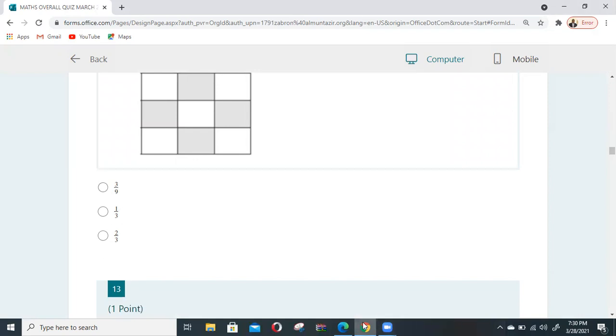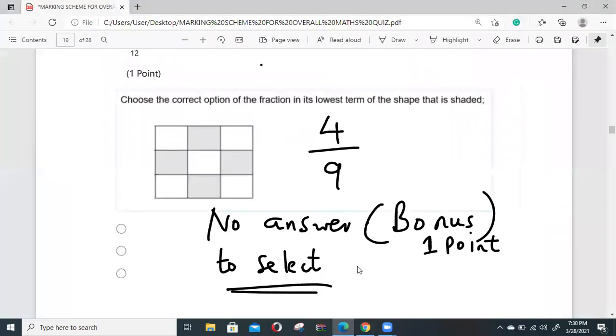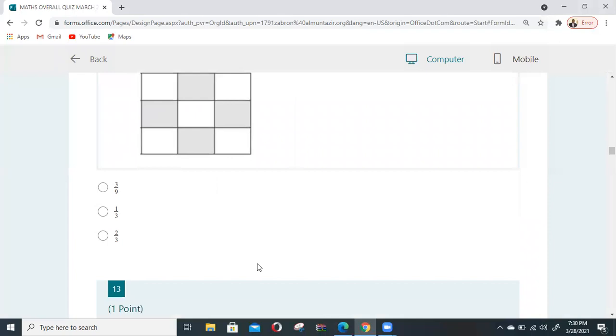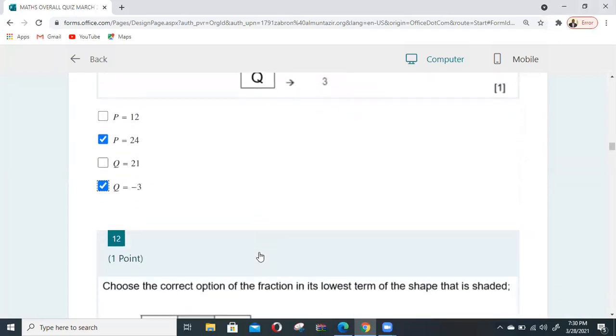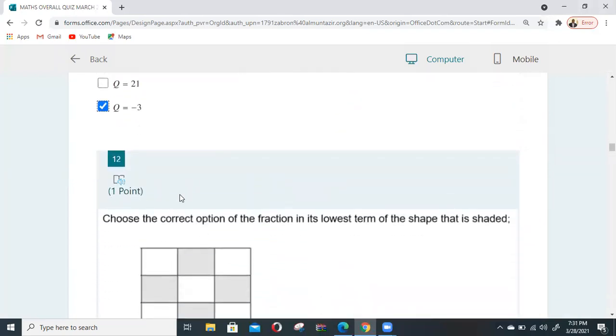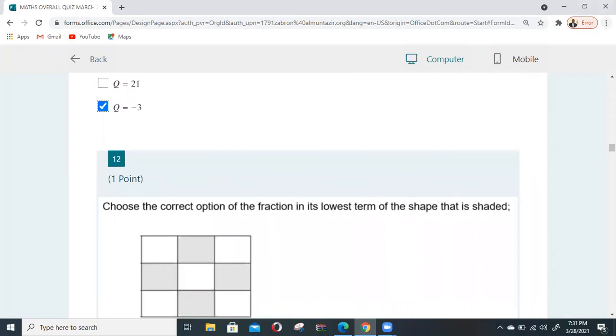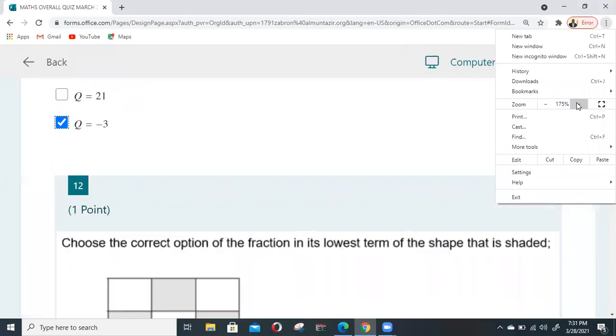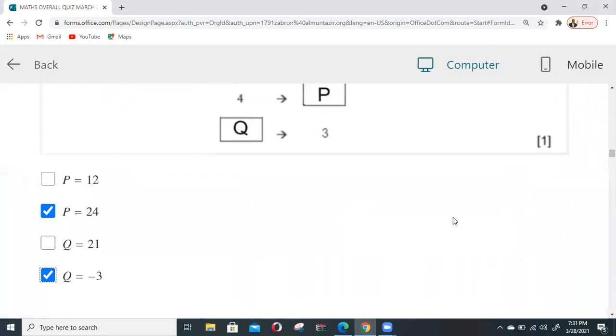So this is a bonus for you. Okay, no answer to select. So this is a bonus and you get 1 point. Why 1 point? Because this question here had 1 point. Can you see that? This question there had 1 point, and then you're good to go. All right. So I hope that is clear. So let us try to proceed here and we are good to go.